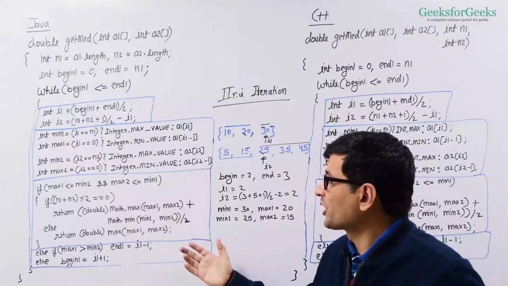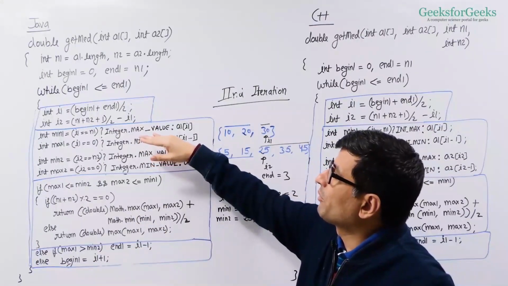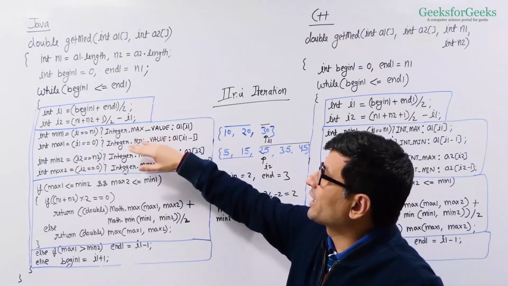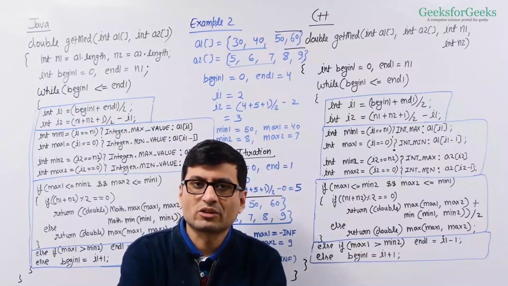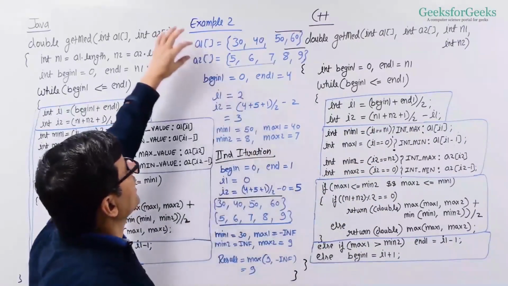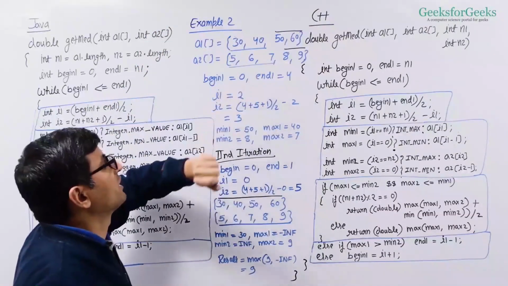With the same code in Java, we are using Math.max function here. And for infinite, positive infinite, negative infinite, we are using max value and min value. Let us see one more example for better understanding of this algorithm. Let's say we have this array A1 and this array A2. A1 has 4 elements and A2 has 5 elements.